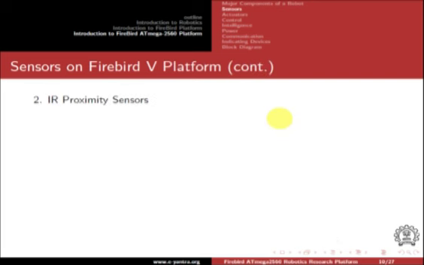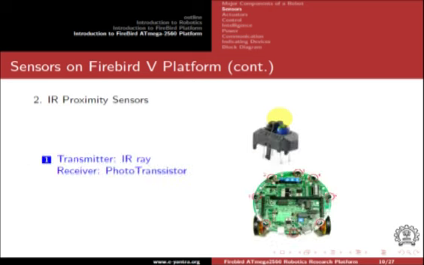Next sensor is known as IR proximity sensor. This sensor is also used for distance measurement or can also be used for object detection. However, the range of the sensor is very small. It can measure distance only up to 10 cm. These sensors also have an IR transmitter which emits infrared light and use phototransistor as receiver. These sensors can be used in conjunction with Sharp sensors for better resolution. On Firebird V platform, we can attach 8 such sensors. Positions for placing these sensors are shown in the figure.